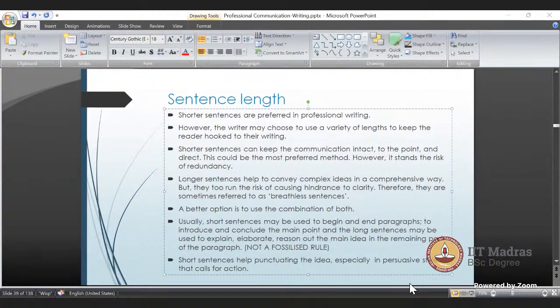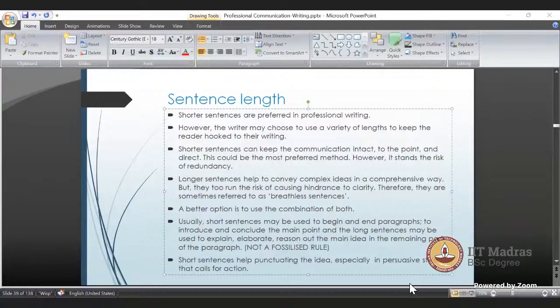And the end of the paragraph can conclude. It can summarize and put everything together into a short sentence at the end of the paragraph. So this is how a basic arrangement of sentence length would look in a paragraph. Okay. Now, what do short sentences do? Short sentences can help punctuate the idea which went before it, especially in cases where you are calling for action, which is referred to as the persuasive step.